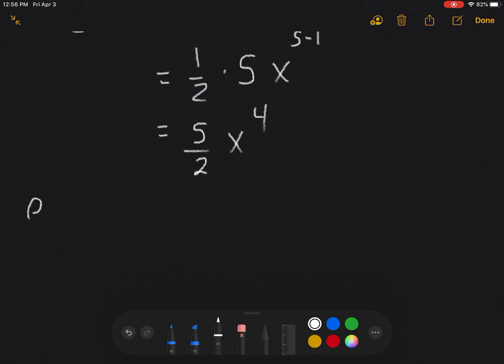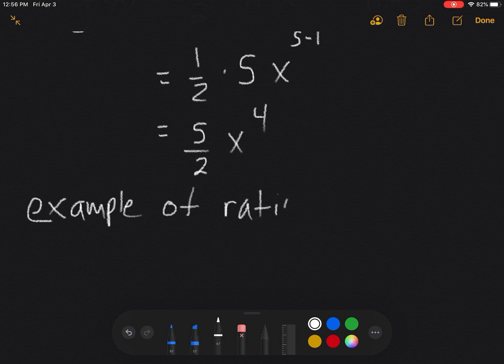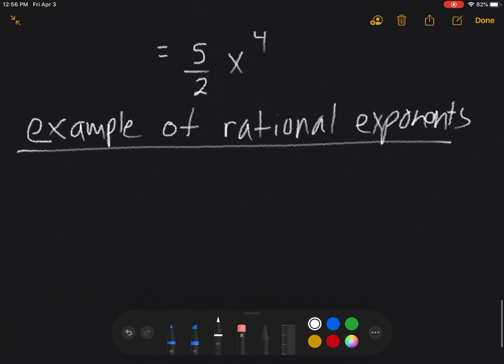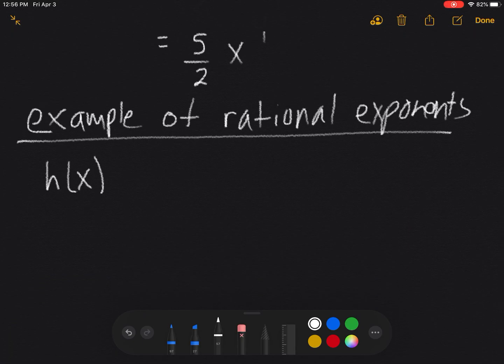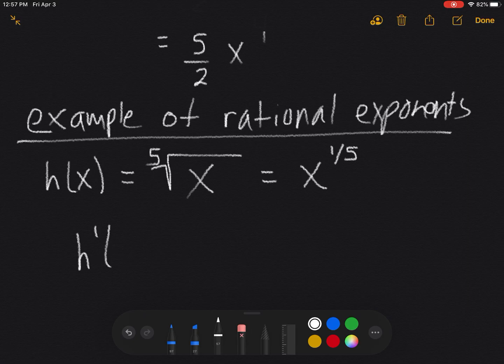We can also use this for rational exponents. So suppose I have a function h of x equals the 5th root of x, let's say. Well, if I change the notation here and I write this as x to the 1/5 power, I put it in rational notation instead of radical notation, I can use this same rule. So in this case, h prime of x is going to equal n times x to the n minus 1. And here, n is equal to 1/5.